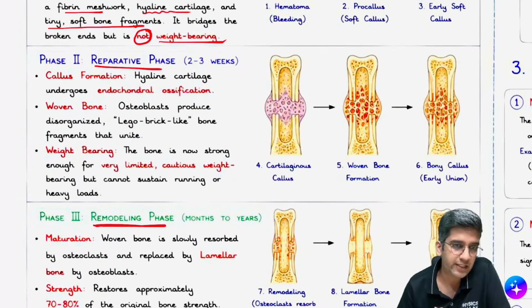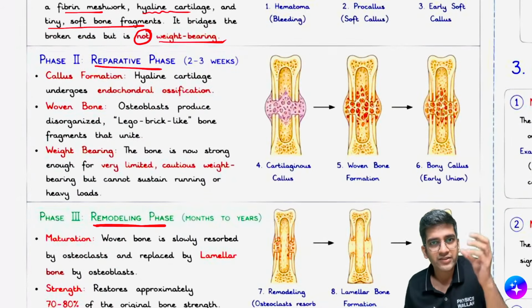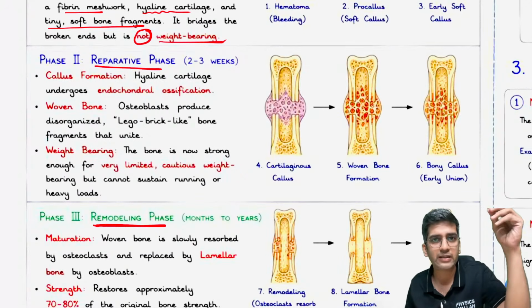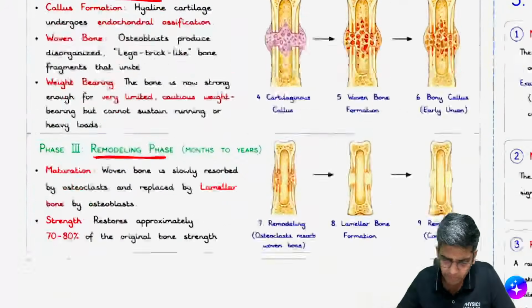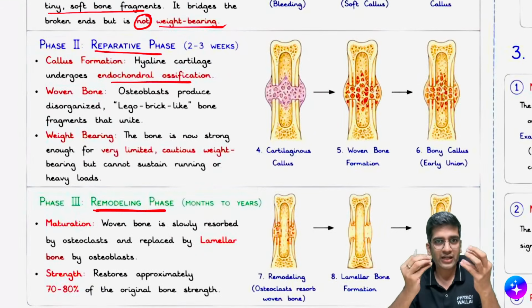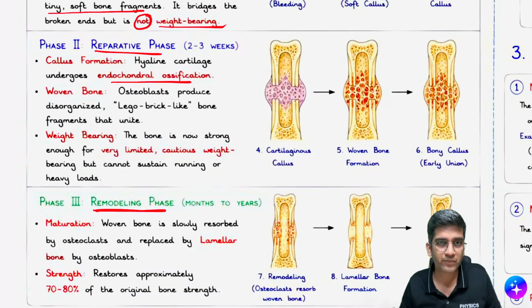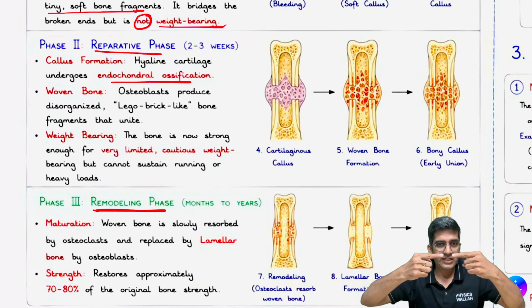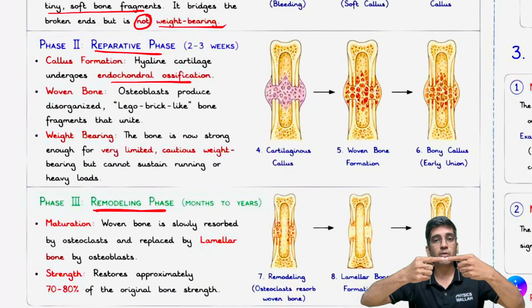Then let's go to the reparative phase. In the reparative phase, this hyaline cartilage undergoes ossification. In your embryology, you must have read about endochondral ossification, right? That's what primarily happens here. All the tiny fragments of hyaline cartilage start forming bone. So let's say I have a gap here and there are like 20-30 bits of hyaline cartilage. All of them start forming bone, and they will slowly merge. So the procallus or the soft callus becomes a hard callus or a bony callus.